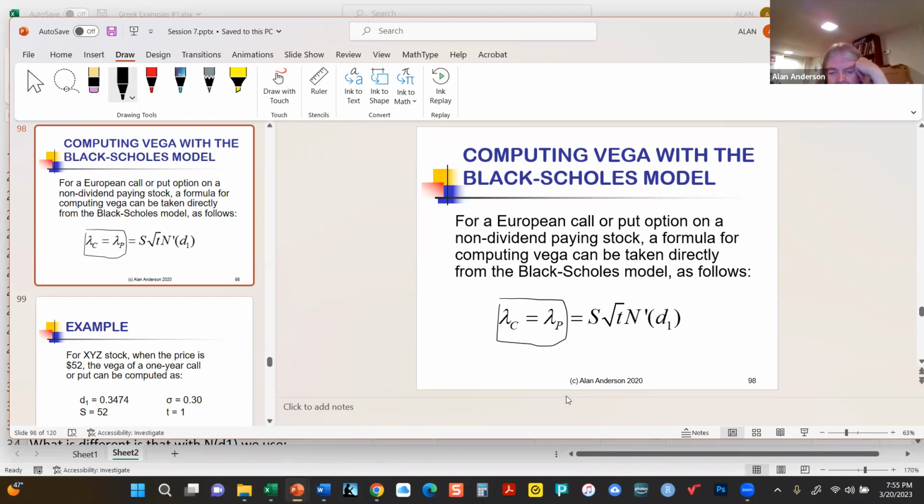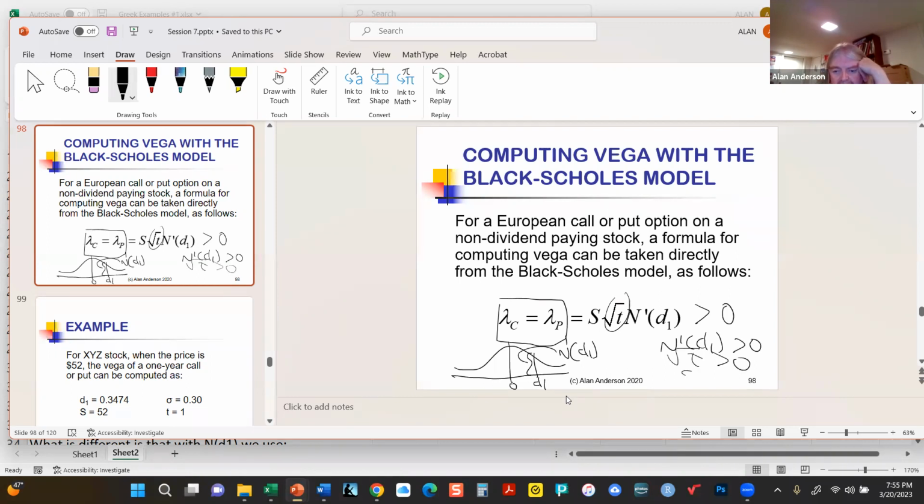Now, also here we can see why this thing has to be positive. Because remember, N prime of d1 is simply the height of this curve at d1. So we know that term is positive. We know that the square root of T is positive, and we know that S is positive. So this term is guaranteed to be positive. In other words, volatility can only help the value of a call or a put. And it's the same for both calls and puts. The fact that it's a call or put does not affect the impact of volatility on the option's price.